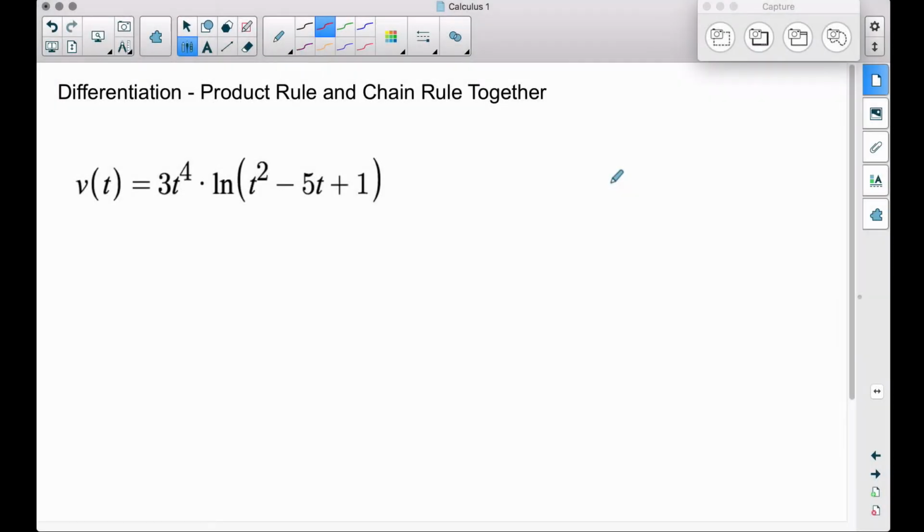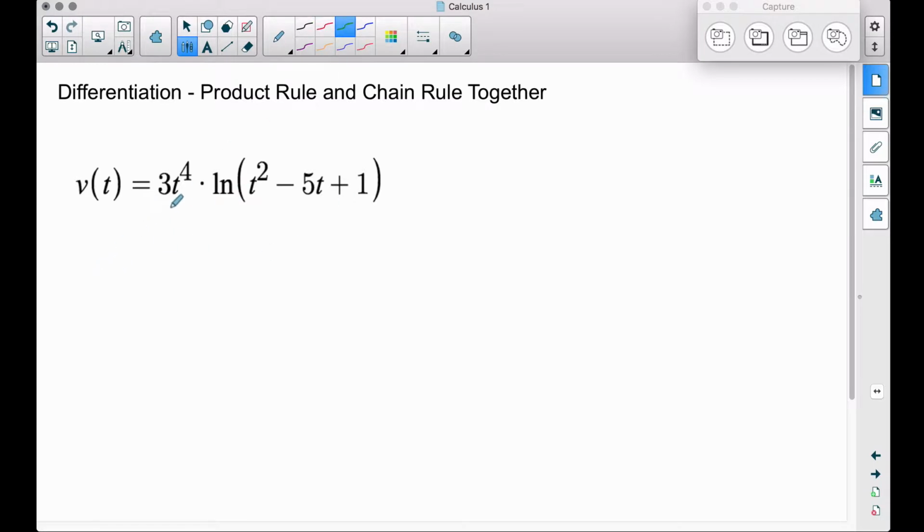In this video, we're going to look at a problem where we need to find the derivative and we have to use the product rule and the chain rule together. And here's our example. V of t is equal to 3t to the fourth times the natural log of this stuff. We need to find the derivative of this.